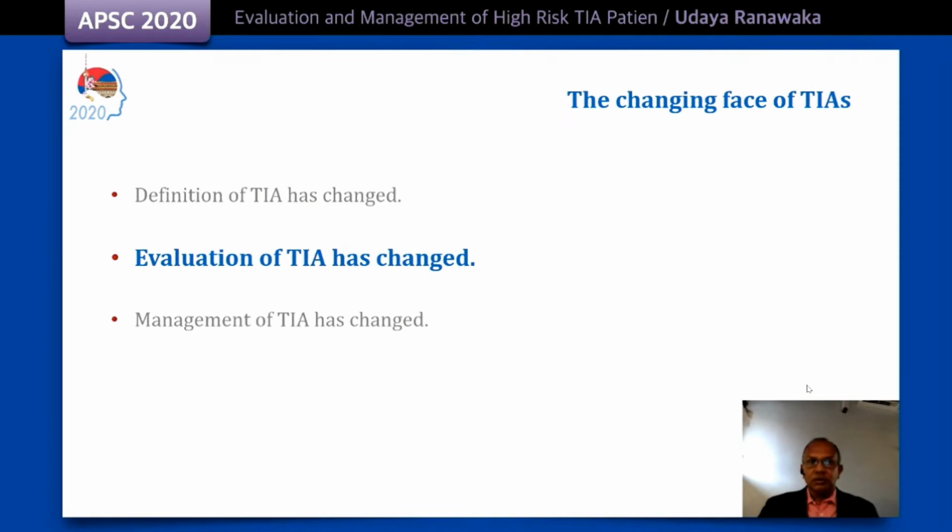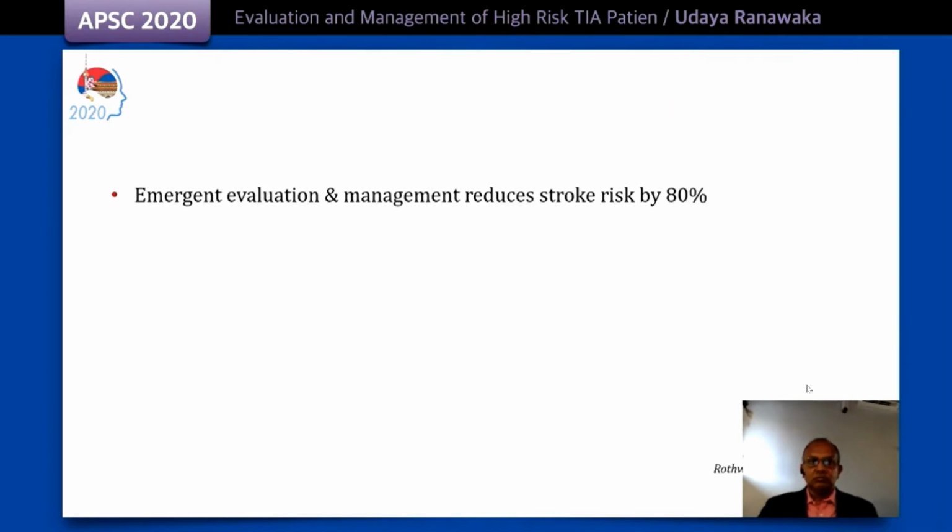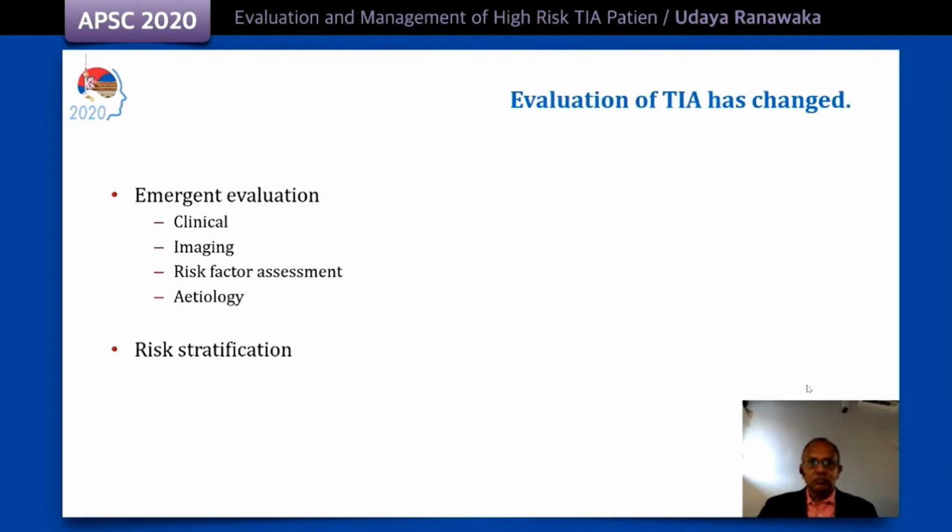Next, let us look at how the evaluation of TIA has changed. Recent data has shown us that emergent evaluation and management can reduce the stroke risk by as much as 80%. This is what we would do now. The emergent evaluation would involve all this. Let us look at them in detail. And then there will be stratification of the risk of stroke after the TIA.